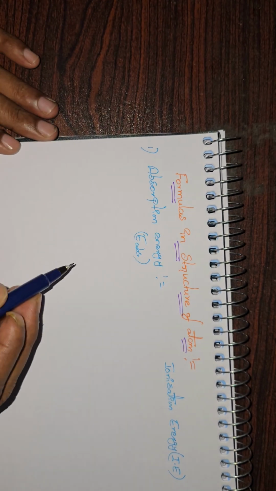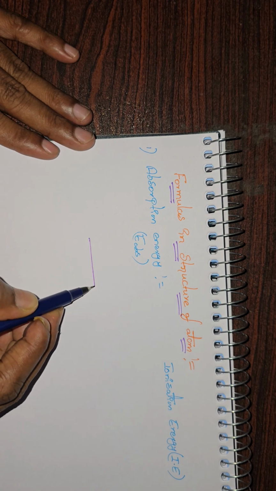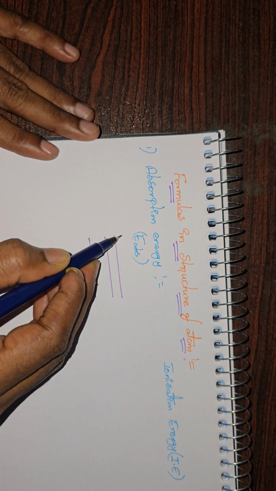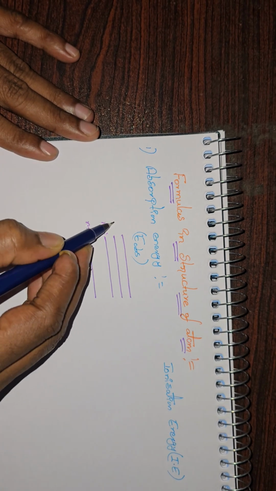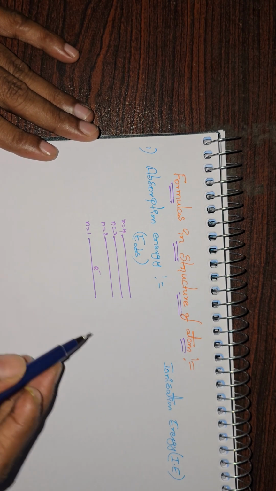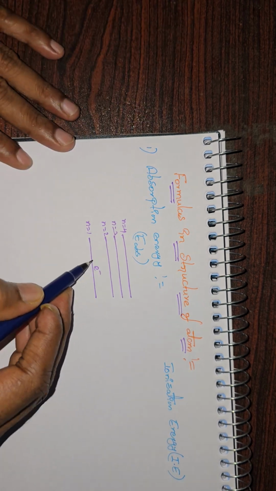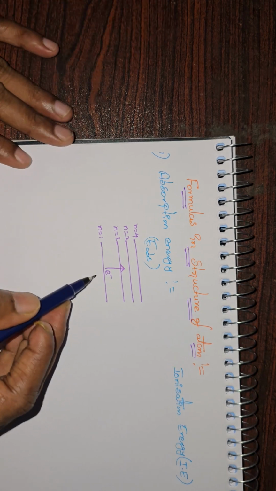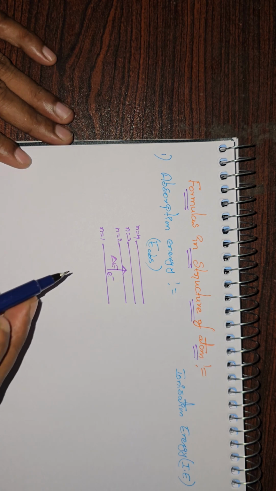So what is absorption energy? Every atom has orbits. Here, these are the orbits, and the energy differences decrease. Here n is equal to 1, n is equal to 2, n is equal to 3, n is equal to 4. For example, the electron is present in the ground state. The electron absorbs the energy. What happens? Energy increases. The electron moves from a lower energy orbit to a higher energy orbit after absorbing the energy. The energy of the electron changes. That is delta E.